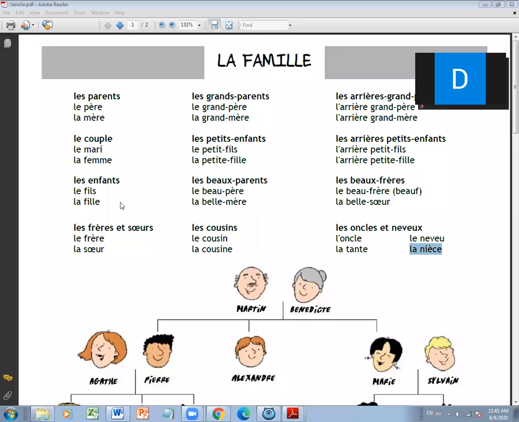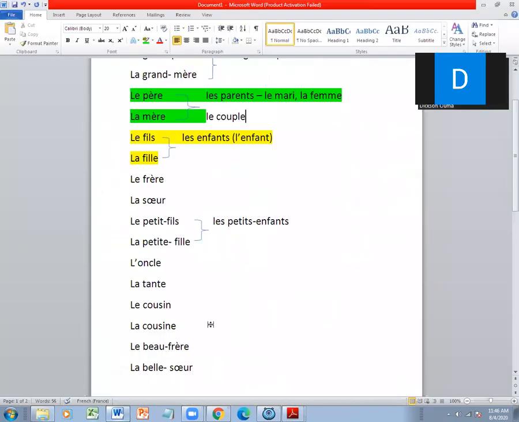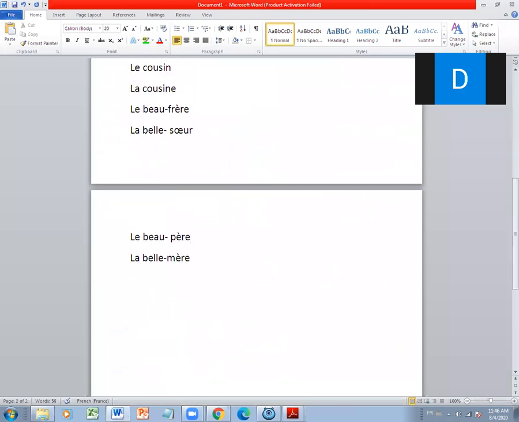I believe that is clear as far as the family is concerned. Remember I said mari is husband, femme is wife. Also, I want you to understand the following terminologies used in the family. We have a word like l'homme. L'homme is a man, like you say the man of the house. But also the word femme will appear here again. Femme means a woman here. That's why I said femme means wife. Femme also means a woman.